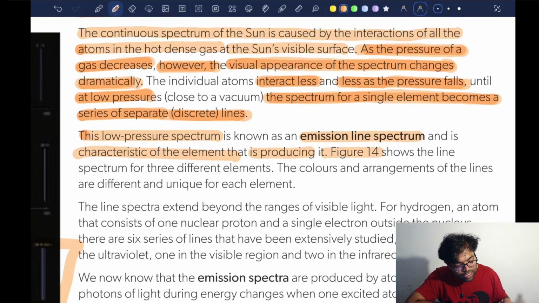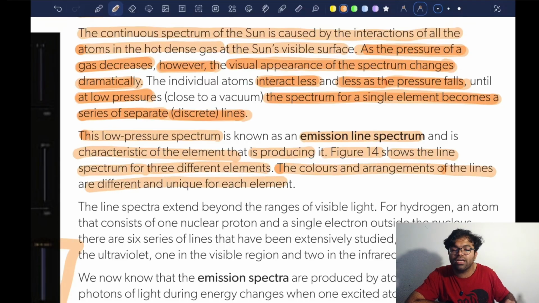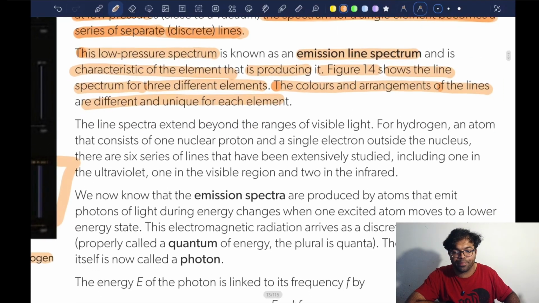Figure 14 shows the line spectrum for three different elements. The color arrangement of the lines is different and unique for every single element. Each element will produce its own colors at different positions, just like every human being has a different fingerprint. Similarly, they have different spectra.